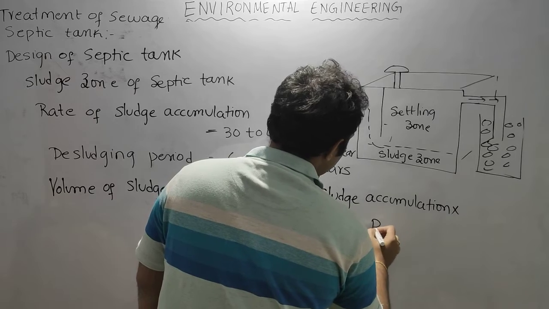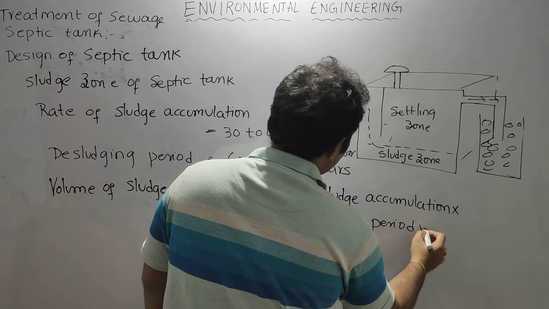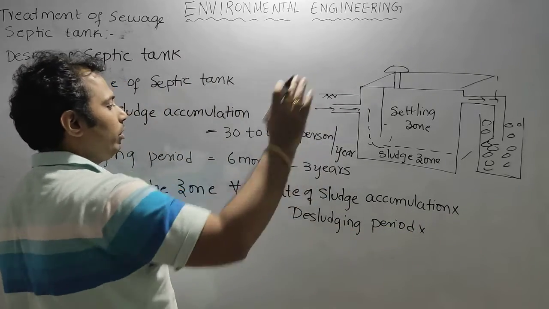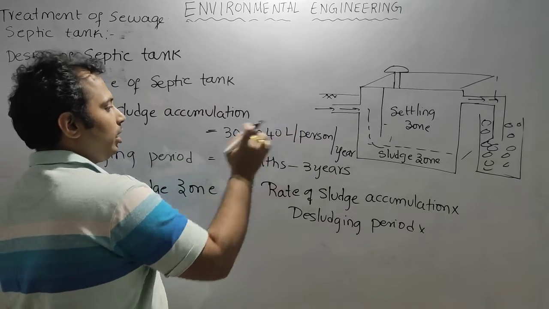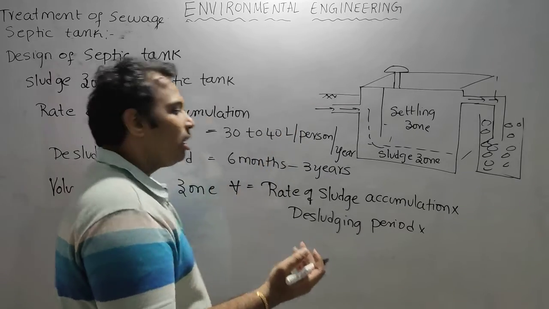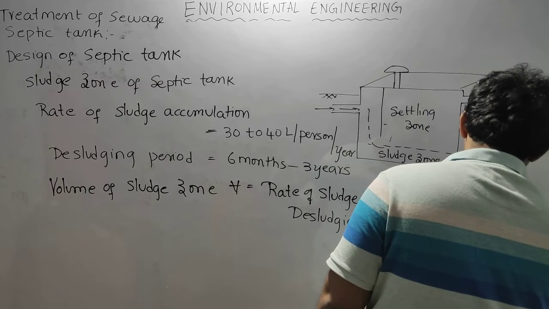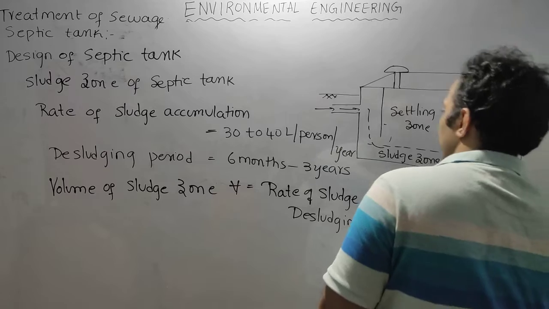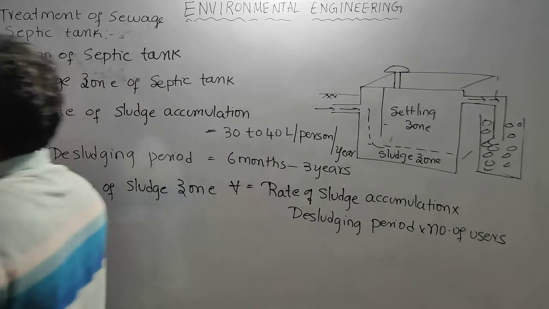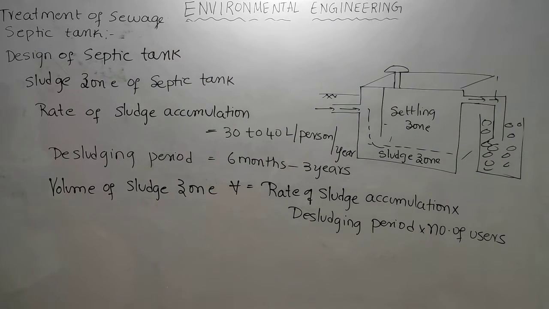Desludging period. So if I am multiplying it with the desludging period, now the year will go. Now liter per person it is there. If I multiply it with the number of users, then I will get the unit as liter. So that means that is the volume of the sludge zone.